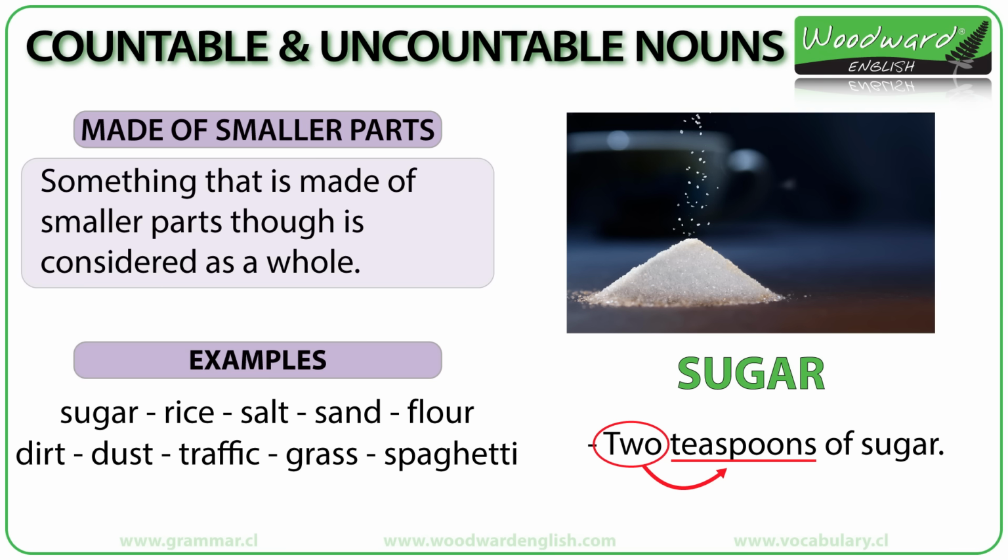So sugar is uncountable. If you want, you can count teaspoons of sugar, but again, you're counting the number of teaspoons used and not the sugar. Some examples of these types of uncountable nouns are sugar, rice, salt, sand, flour, dirt, dust, traffic, grass, and spaghetti.